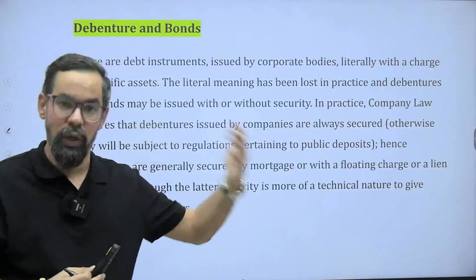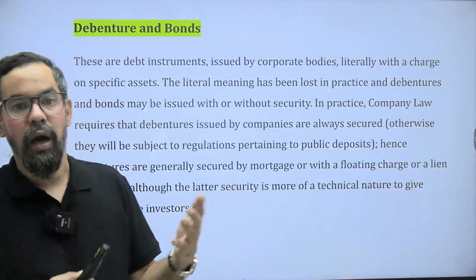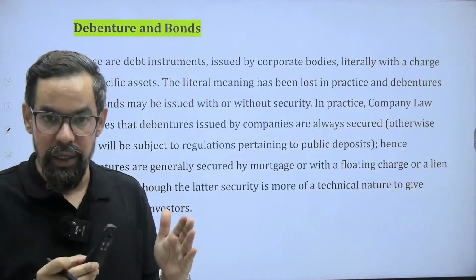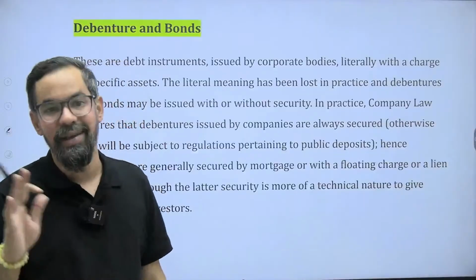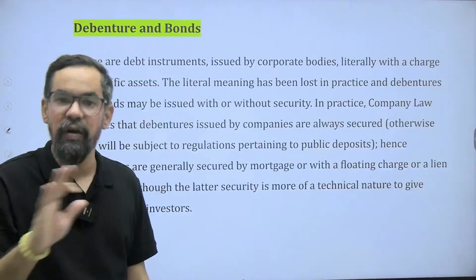But they are with collaterals. In general, the fundamental definition is that whenever companies issue debentures, they provide some sort of collateral. They are secured instruments. But when they issue bonds, they do not provide any sort of security. So that is the fundamental difference between debentures and bonds.